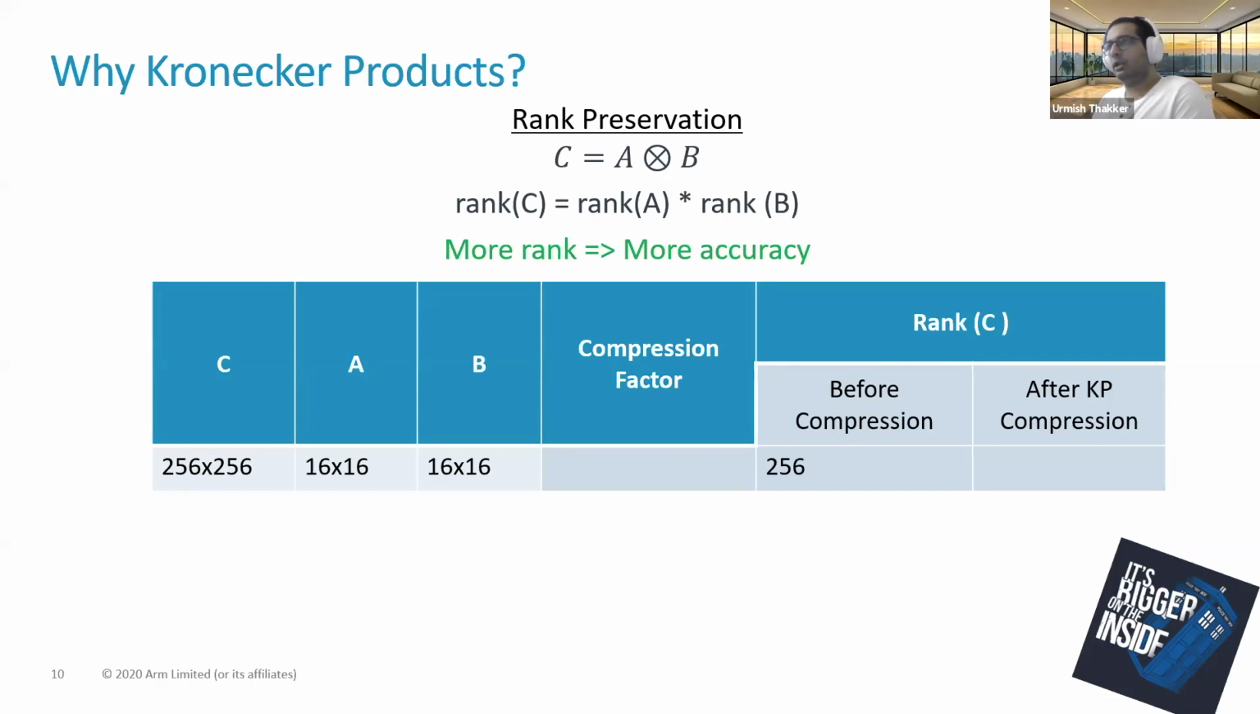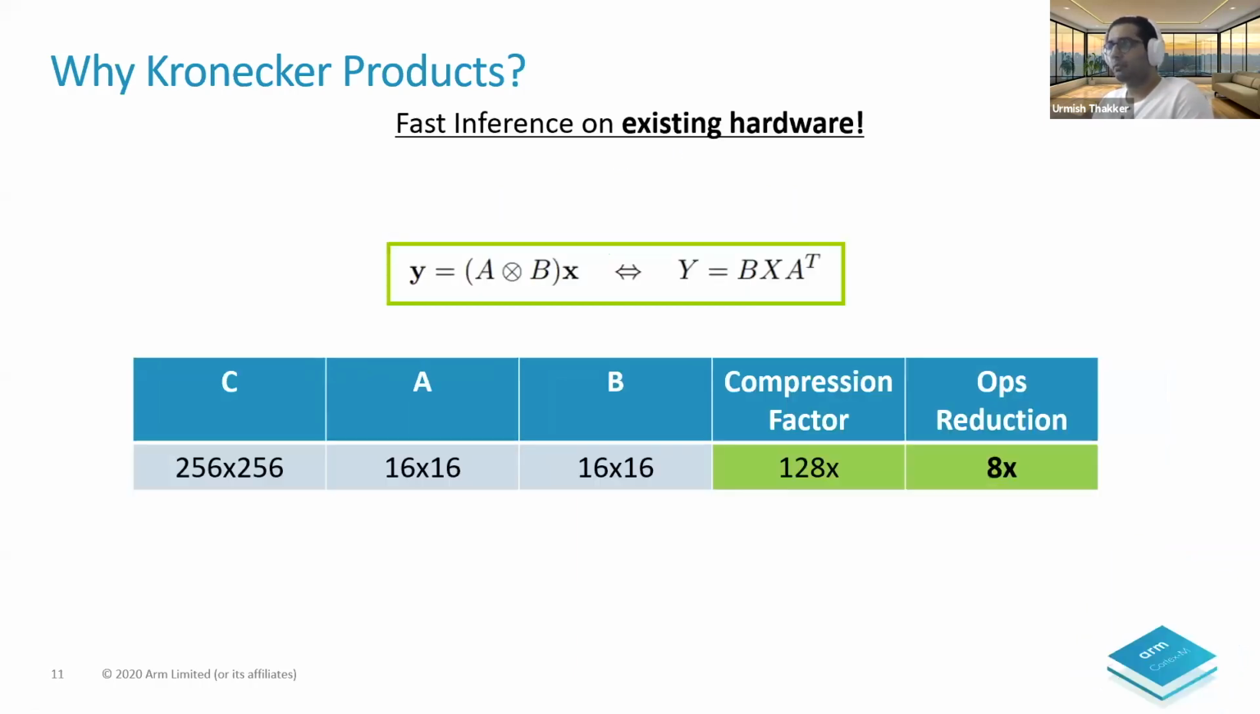So here again, we look at the C matrix of size 256 cross 256. Before compression by Kronecker products, the rank of C was 256. That is, you can imagine the matrix C as having 256 different degrees of freedom. After 128x compression, that is after you express C as a Kronecker product of two smaller matrices A and B, the rank of C still remains 256. That is, even after 128x compression, the expressibility of the matrix does not change.